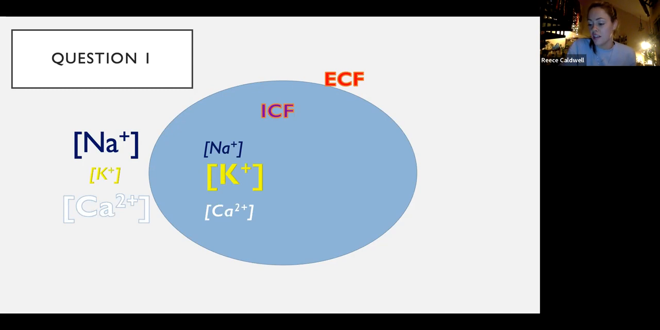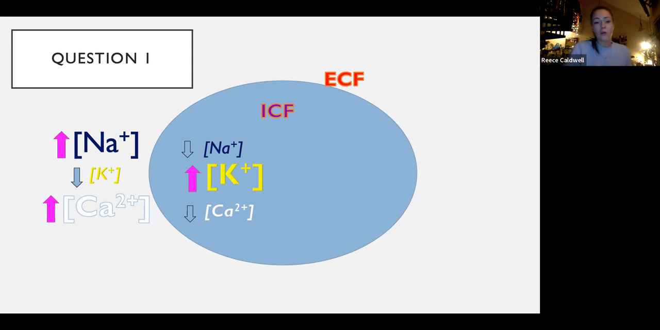We have sodium, potassium, and calcium. Those are what Dr. Chang is asking us to label. Again, sodium is, in pretty much every case, going to be higher outside of the cell and lower inside of the cell. Potassium is almost always inverse from sodium. So when we see sodium higher outside of the cell, potassium will be lower outside of the cell, meaning it's higher inside. Lastly, we have calcium. Calcium is normally in higher concentrations outside of the cell and lower concentrations inside of the cell.